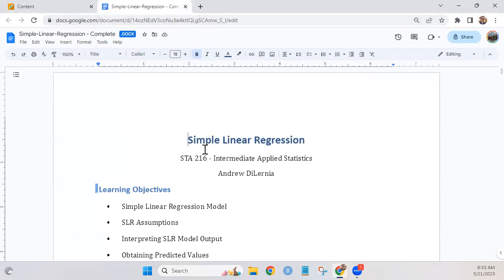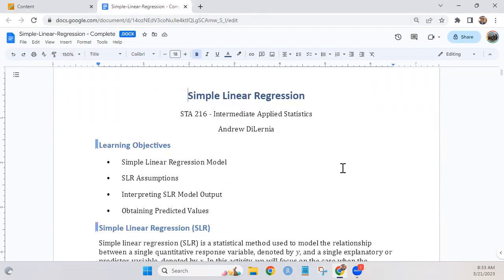Okay, so going over simple linear regression today. Did anybody have any questions on anything before we start looking at this activity?